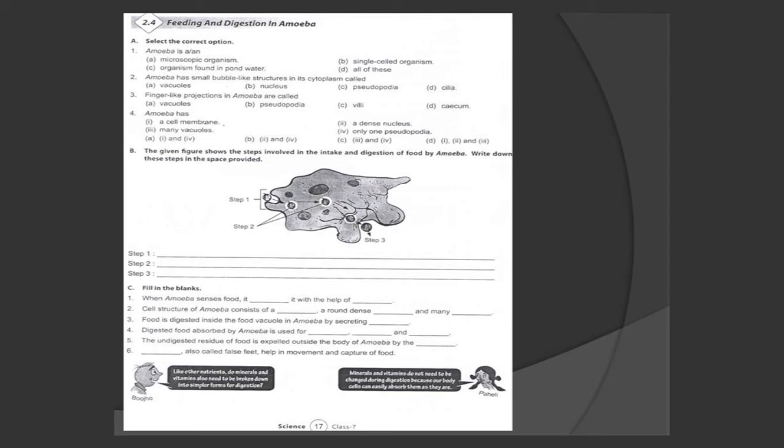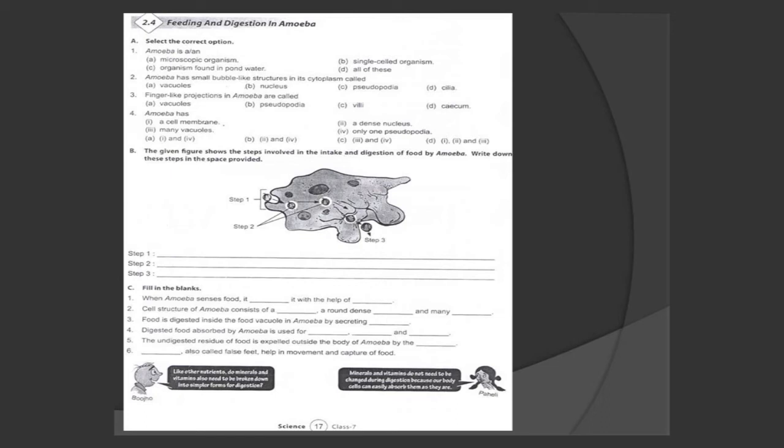I will ask like this. Amoeba is a microscopic organism, single cell organism found in pond water. All of this. What is the answer? Number 2, amoeba has small bubble-like structure in its cytoplasm called vacuole. Not nucleus, not contractile, not cilia. Answer is vacuole. Third question: finger-like projections in amoeba are called pseudopodia.